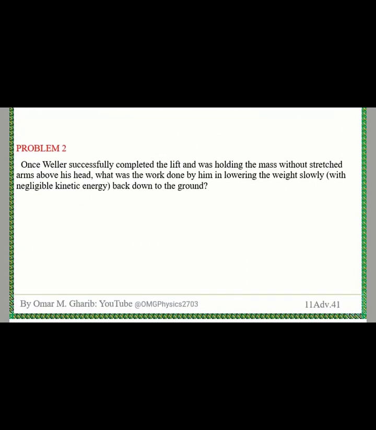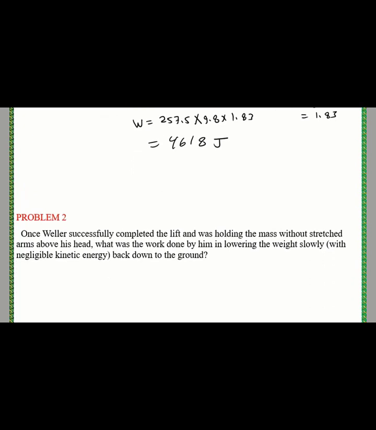Once Fuller successfully completed the lift and was holding the mass with outstretched arms above his head, what was the work done by him in lowering the weight slowly with negligible kinetic energy? Now, when he is lowering the lift, he will do a work with a negative sign. Why? Because his force is upward and the motion is downward, and it will be exactly the same as this one, but with a minus sign.